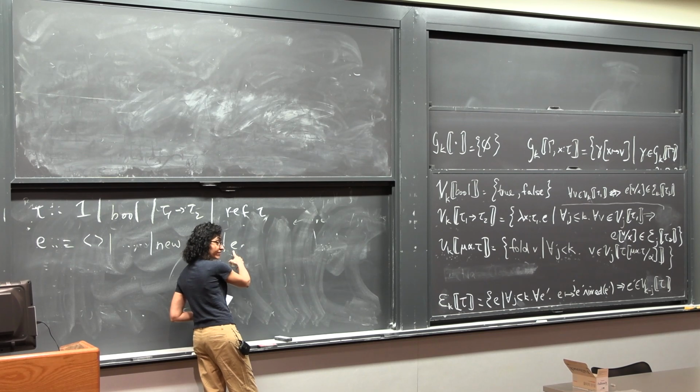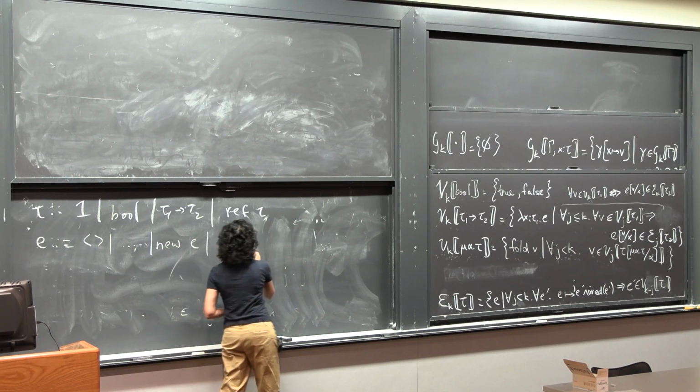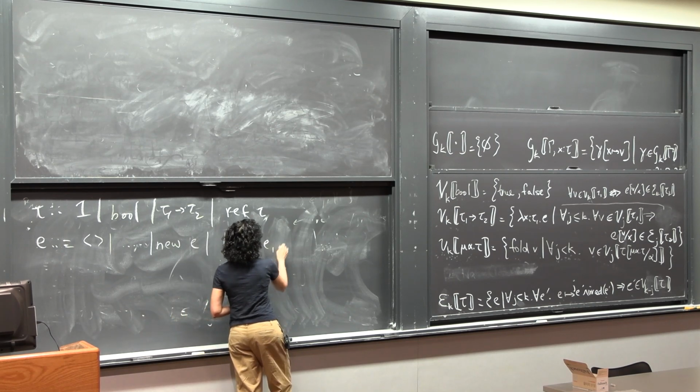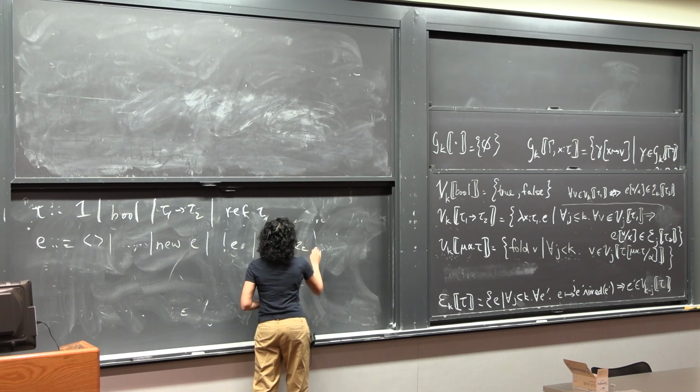It better evaluate to a location, read the contents of that location and give it back to me. So this is read out of a reference. And then assignment. E1 gets E2.